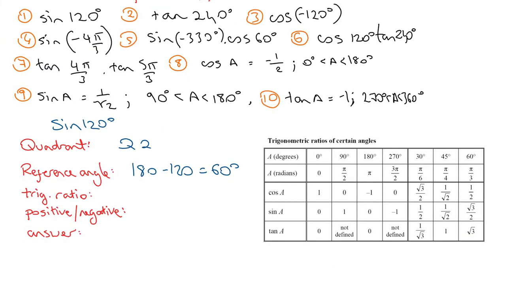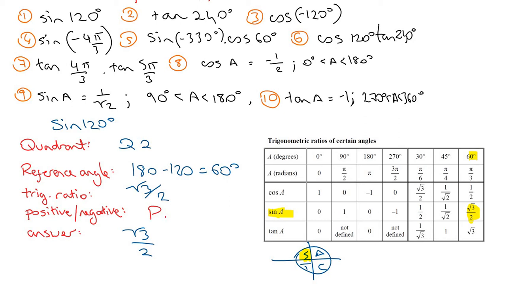We then use our log tables to find the sine of 60 degrees. Sine 60 is root 3 over 2. Okay, well we go back and we notice that for the unit circle, CAST, we know that all values of sine are positive in quadrant 2. So our answer just becomes root 3 over 2. As we know it's in quadrant 2, we know that it's positive.